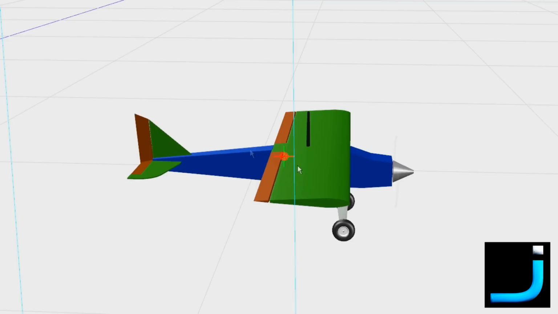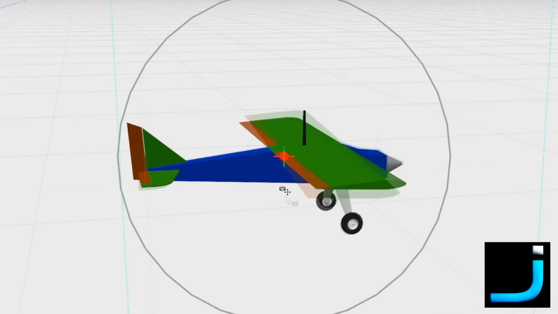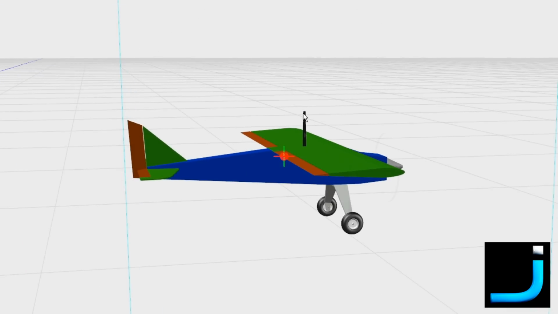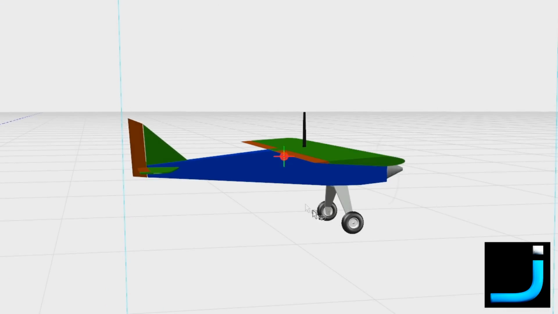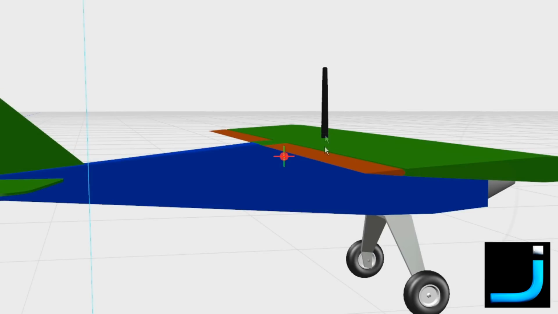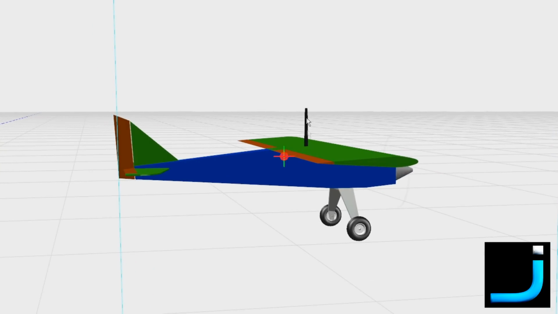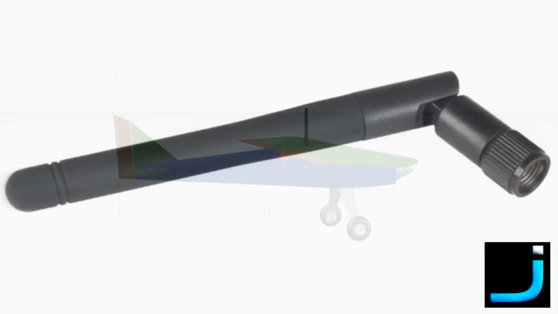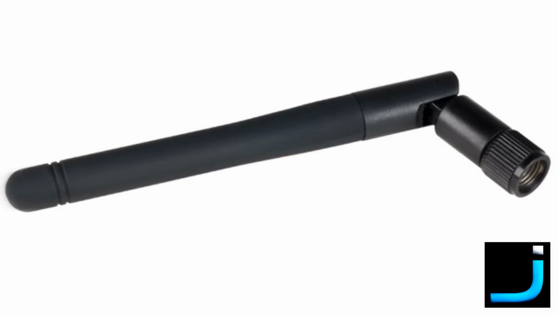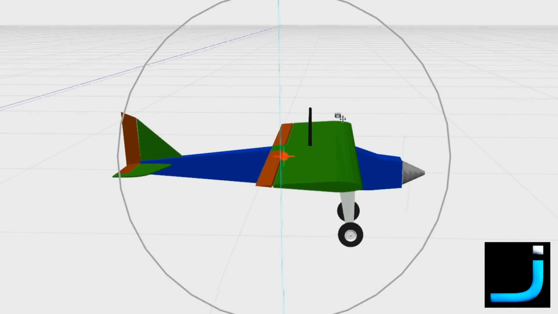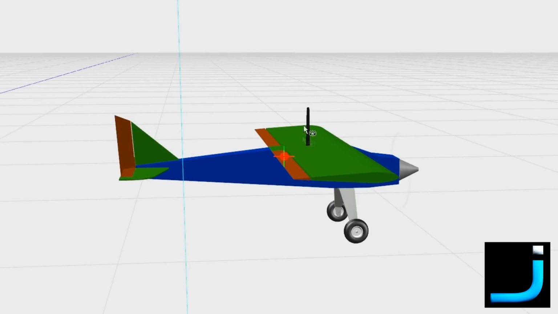Now, every antenna has a different pattern, and we're using here a 2 decibel omnidirectional rubber ducky antenna. This is your typical antenna that you get in the box when you first buy your standard transmitter and receiver. So everyone should be familiar with this antenna.